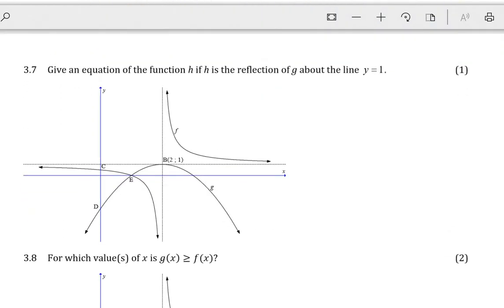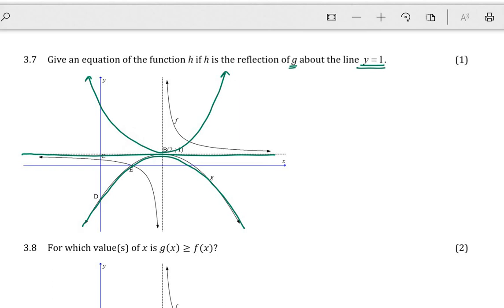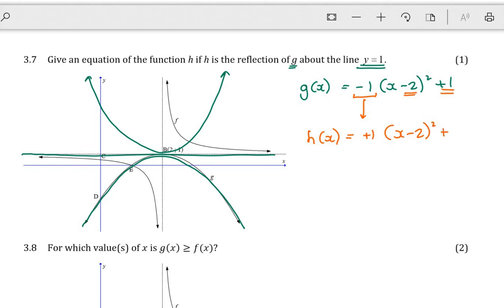3.7. Give an equation of the function of h if h is the reflection of g about the line y equals 1. What does that mean? Basically, this is my graph of g, my parabola, and I want to reflect it over the line y equals 1, which happens to be the asymptote. If I reflect it, that's what will happen. Now, g had equation negative 1 times (x minus 2) squared plus 1. So the question is, what has changed here? Have I changed my turning point if I fold this graph over that line? The answer is no. Have I made it a happy graph? The answer is yes. So h of x will actually be positive 1, which means you don't actually have to write it: (x minus 2) squared plus 1.